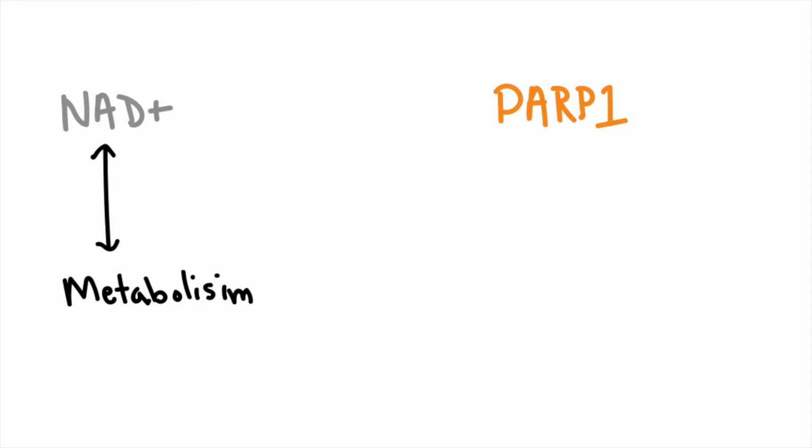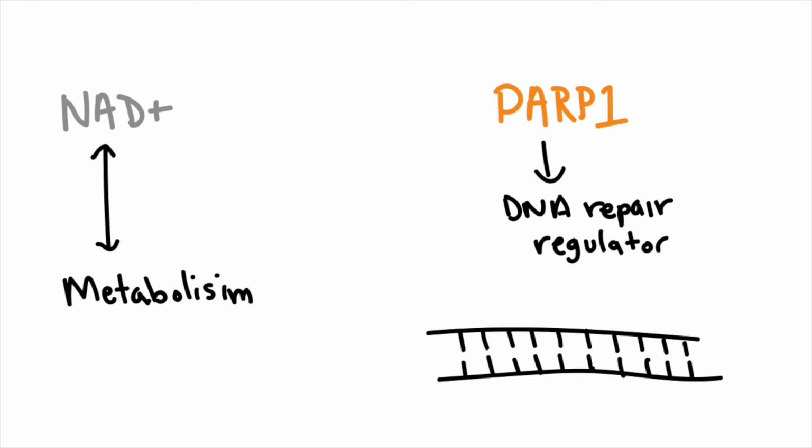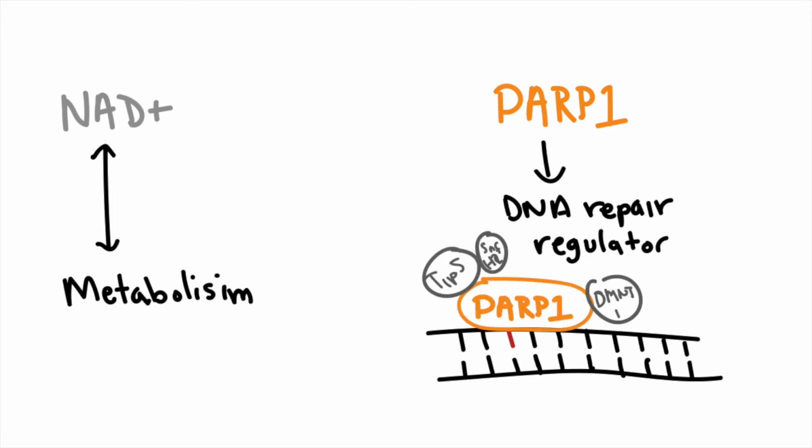Meet PARP1. PARP1 is a DNA repair regulator. When DNA damage is detected, PARP1 is signaled. PARP1 will bind to damaged DNA and then bind to a few other repair proteins that will do the work. Basically, PARP1 is kind of the manager behind repairing DNA damage. Repairing DNA is an expensive and costly process. This means that cells must have an abundance of energy to properly repair DNA damage.